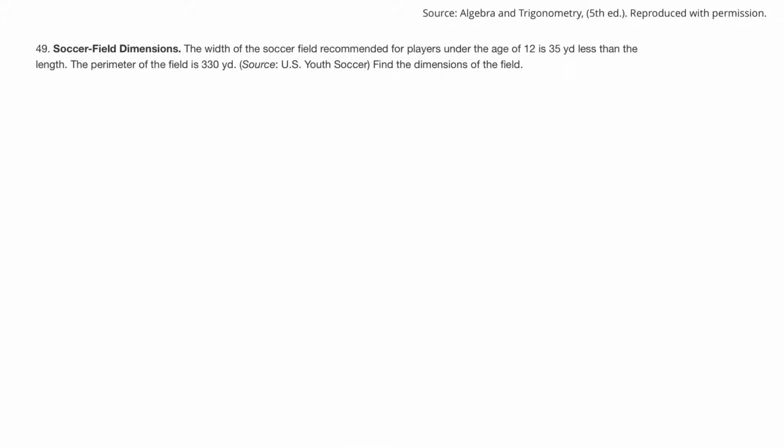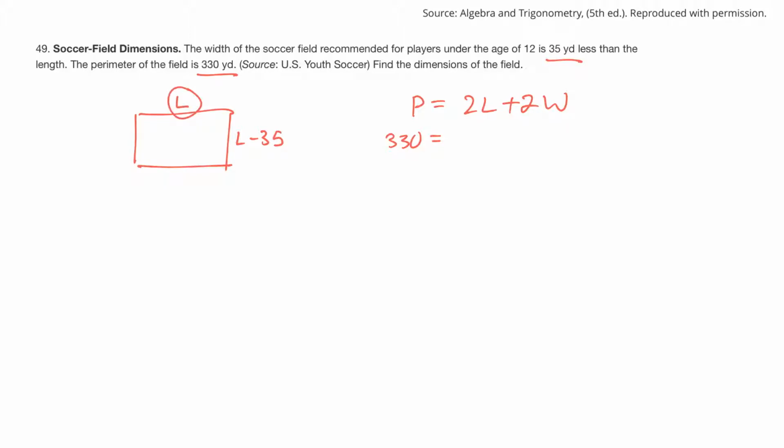Last worded question. Soccer field dimensions. The width of a soccer field is 35 yards less than the length. So if I draw a soccer field, I have the length, and then they say that the width is whatever that length is minus 35. And then they say the perimeter is 330. So I know the perimeter formula is 2 lengths plus 2 widths. So the perimeter 330 is equal to, now here's my length and here's my width. So I can plug those in. So 2 times L plus 2 times the width, which is L minus 35.